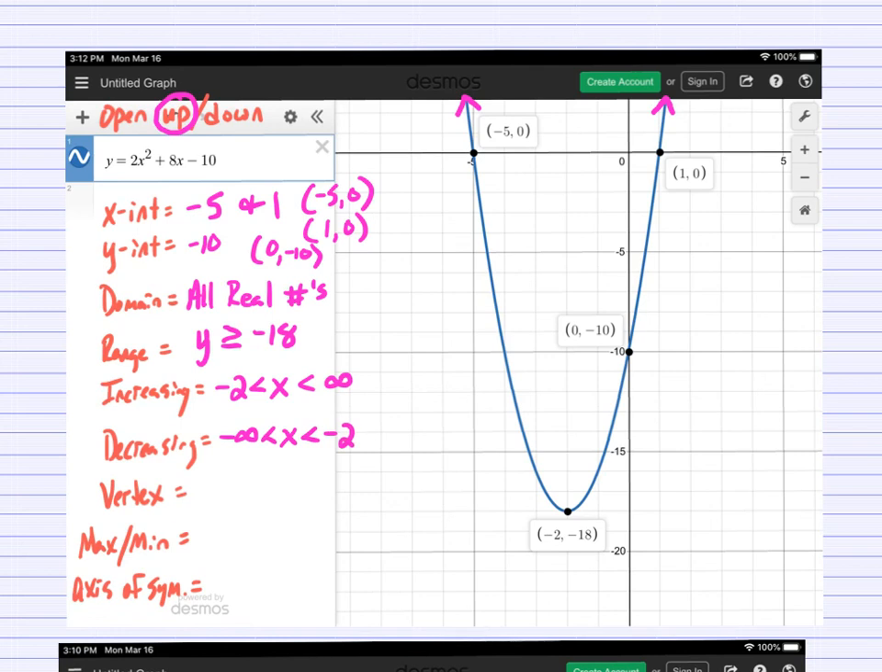Now our vertex, this is the highest point or the lowest point. In this case, it is the lowest point, otherwise known as the minimum. So our vertex is (-2, -18).